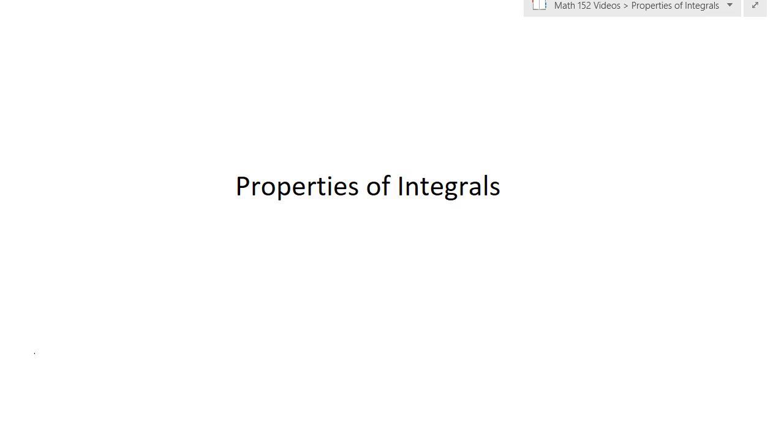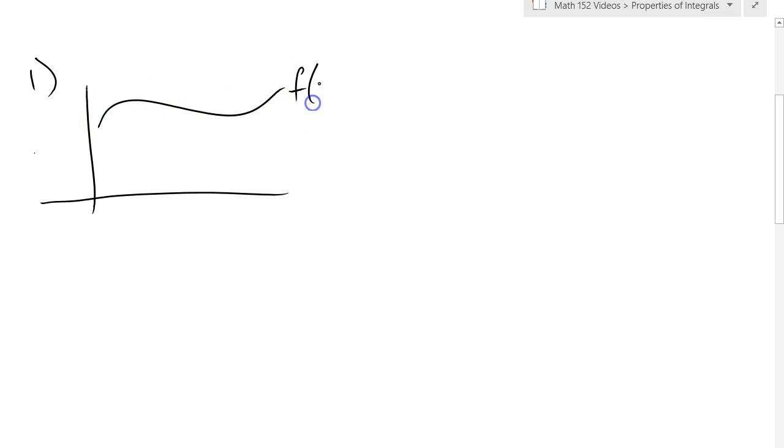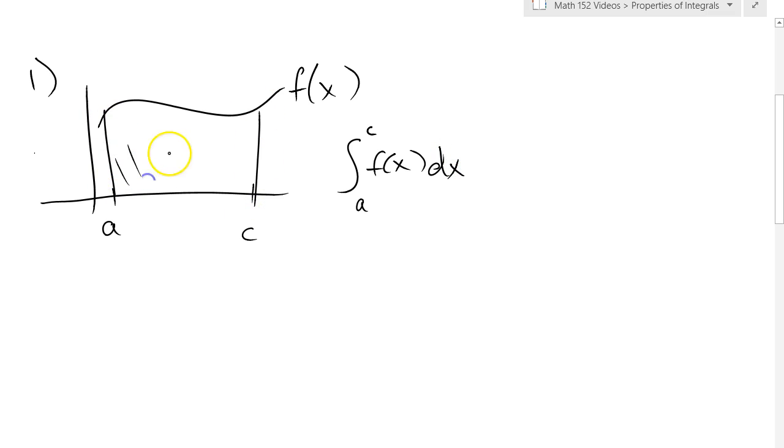Okay, so this is a bunch of different properties of integrals, and let's go ahead and get started. First of all, integrals are additive. So this is property one. Suppose we have a function. I'm going to draw lots of these today. We have an f of x, and we are looking at an interval a to c. Yes, c, not b. So the area is going to be the integral from a to c, f of x dx. Okay, so that's saying that this area here is, well, the integral, right?